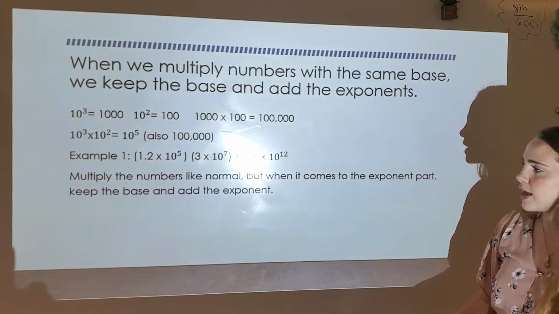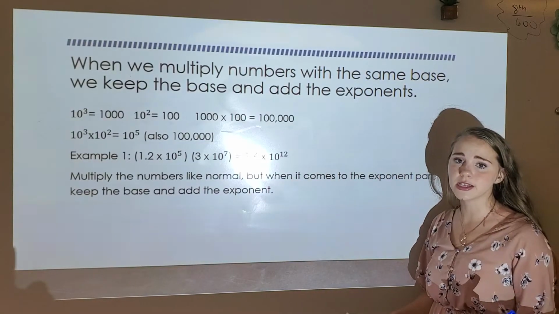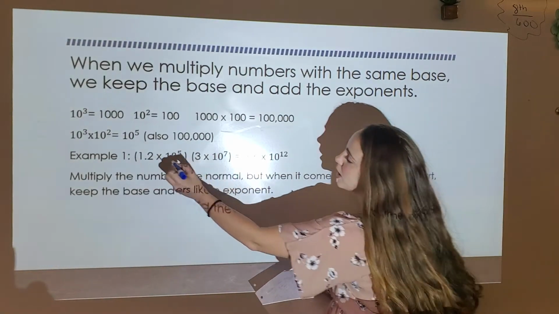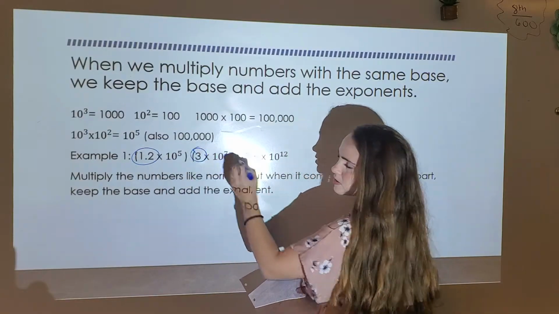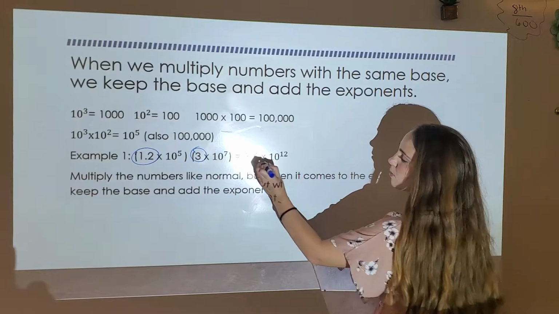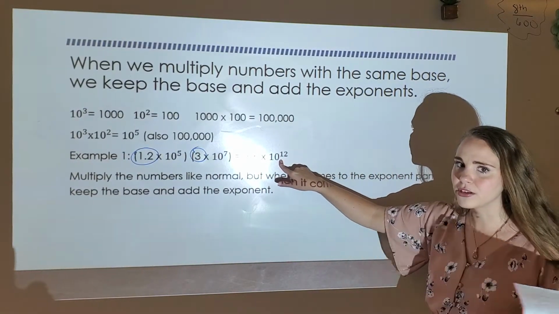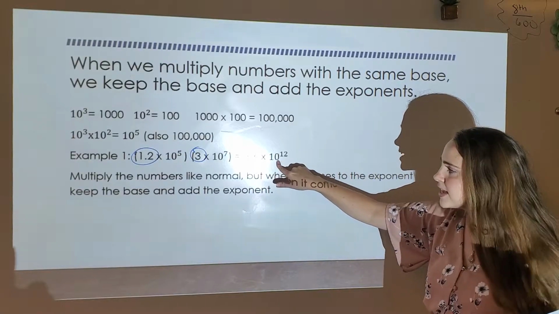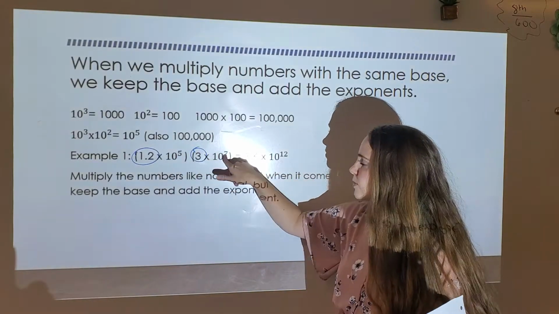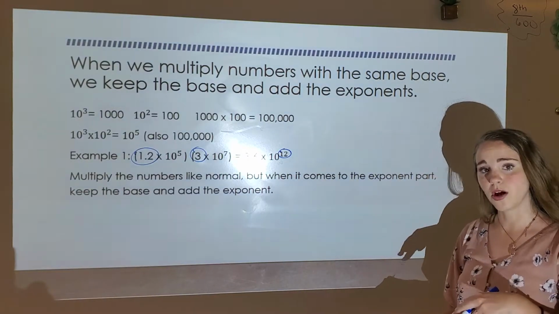So here's the first example. 1.2 times 10 to the 5th times 3 times 10 to the 7th. So we take the two numbers, the actual numbers, nothing to do with exponents, and we multiply those numbers just like normal. 3.6, keep the times 10, don't think we're multiplying the 10, just times 10 to the, add the exponents, and we get times 10 to the 12th, because 5 plus 7 is 12.